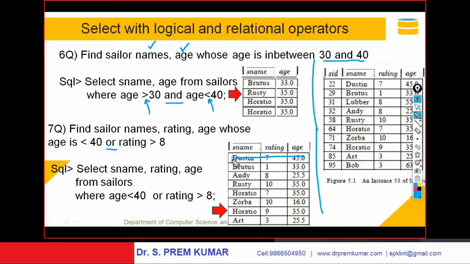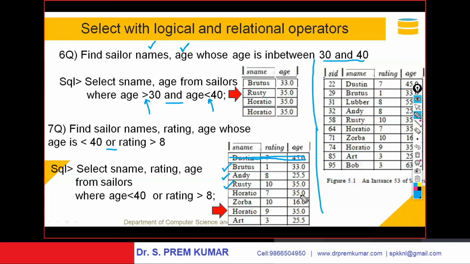You should not get this. Rating is greater than 8? No. But age is less than 40? Yes. So this is right. Here age is 25 years. This is right. Rating is greater than 8. Horatio, age is less than 40, this is right. Jorba, rating is greater than 8, this is correct. Horatio, rating greater than 8, correct.